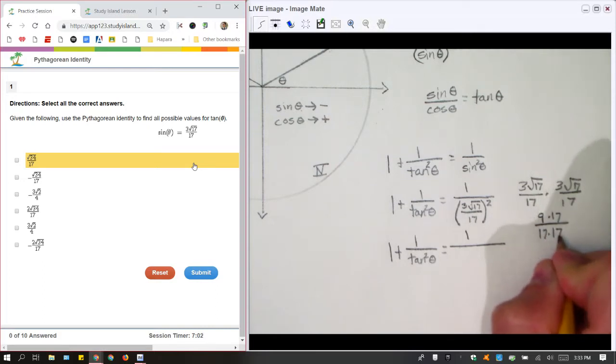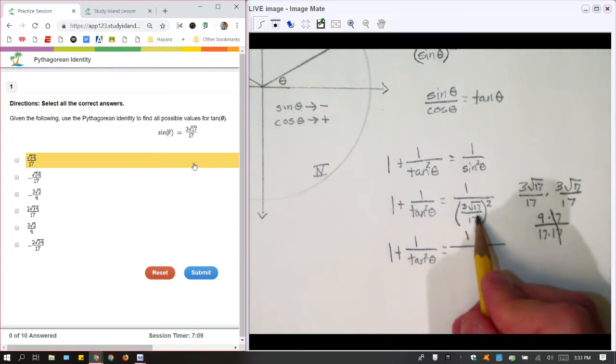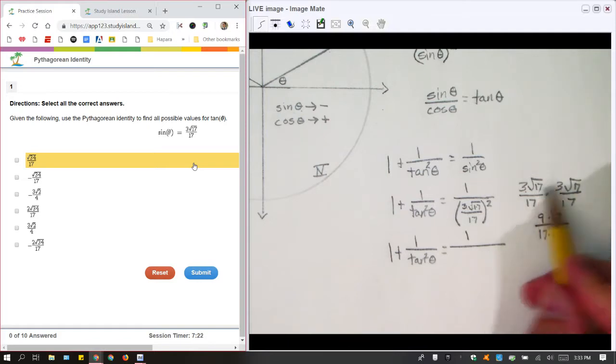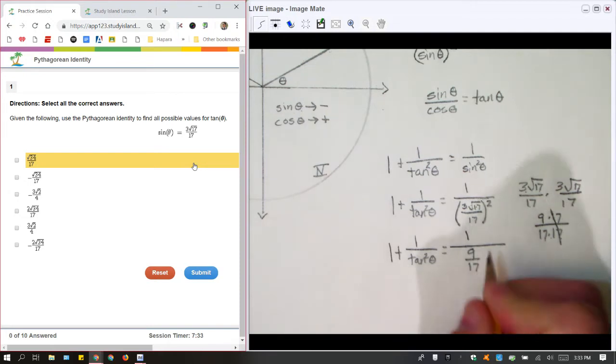Now I'm going to write those individually because I'm going to see the 17s cancel out, and I'll get 9 17ths. So the sine of theta squared is 9 17ths, because the sine of theta is 3 times the square root of 17 over 17, and 3 times the square root of 17 over 17 times itself makes 3 times 3, which is 9, root of 17 times root of 17, which is 17, and 17 times 17. Then these 17s cancel out, and we have just the 9 over 17 left. So here's our new equation.